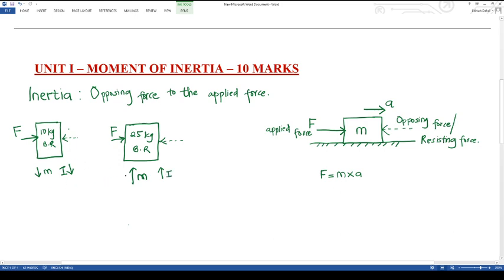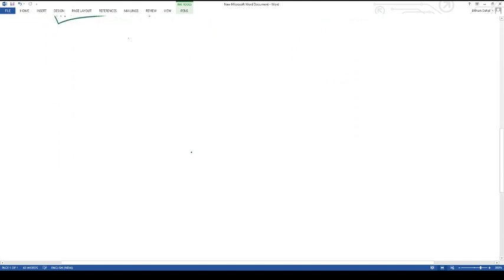So from here what we can say is that mass is directly proportional to the inertia, which means that bigger the mass, more will be the inertia, lesser the mass, less will be the inertia. I hope inertia is clear to you. Just a simple explanation. Now let us go to moment.